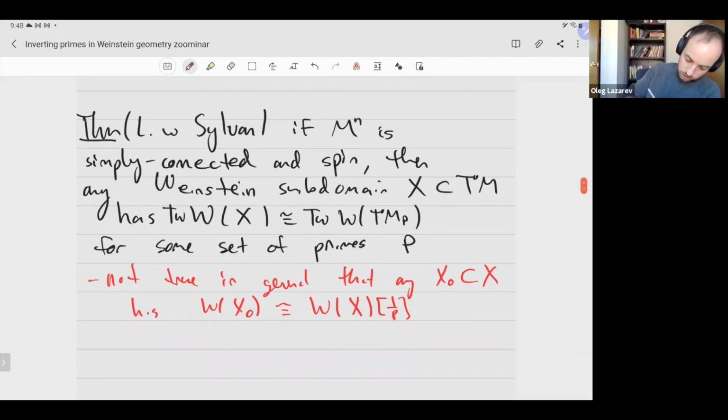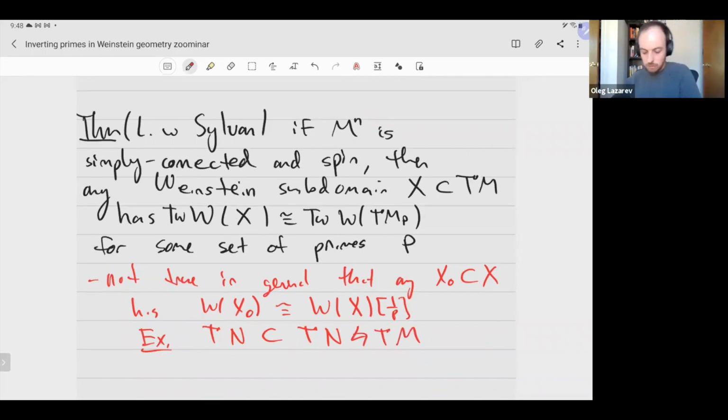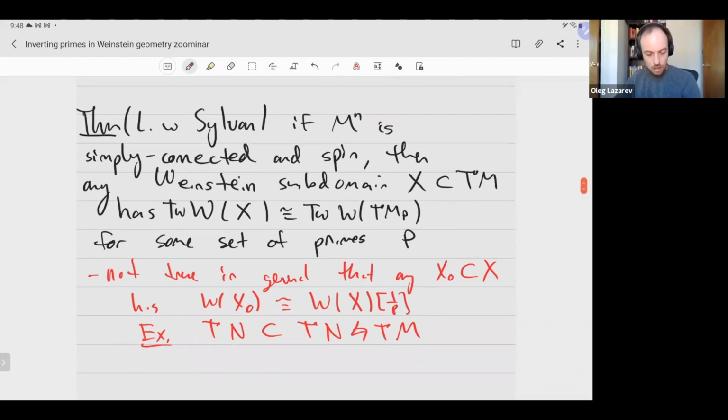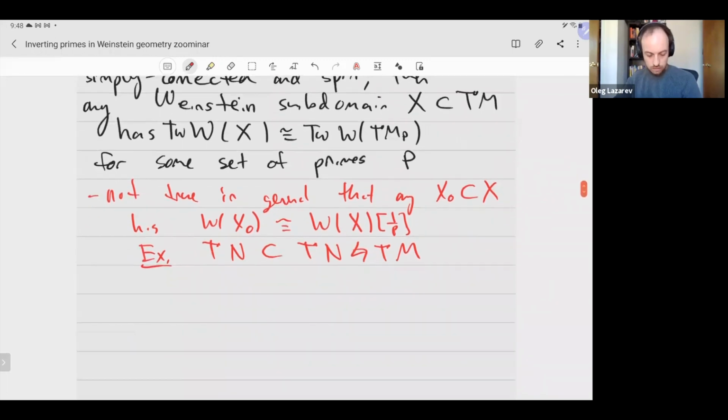Yeah. So just to give an example, one silly example is just to take a cotangent bundle of N inside the boundary connected sum of a cotangent bundle of N with a cotangent bundle of M. The cotangent bundle of N is not a prime localization of the bigger subdomain. You can check that.